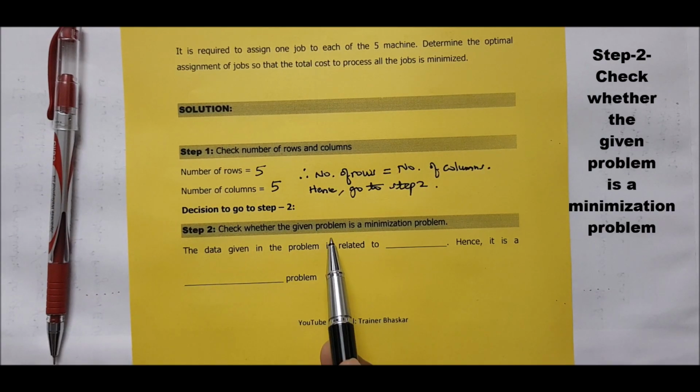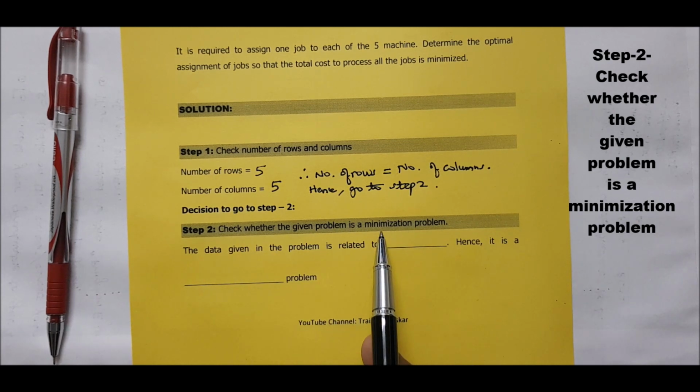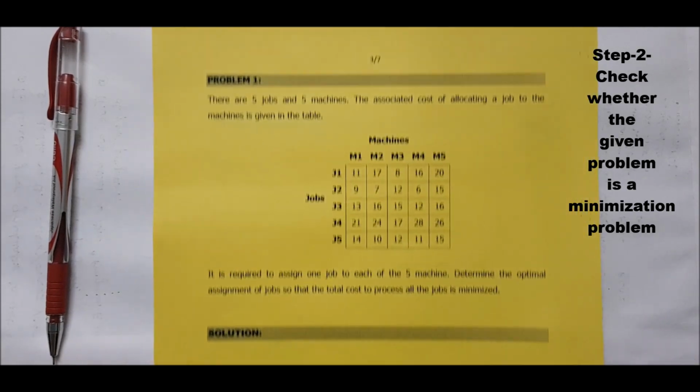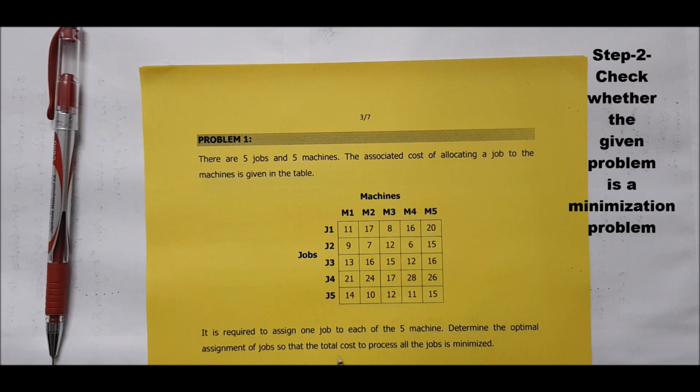Now step 2. What is step 2? Check whether the given problem is a minimization problem. As I already told you, in the given problem, costs have been given and the objective of the problem is to reduce the total cost. The optimal total cost to process all the jobs has to be minimized. Therefore, automatically it is a cost related problem. Everything given here is a cost which has to be minimized.